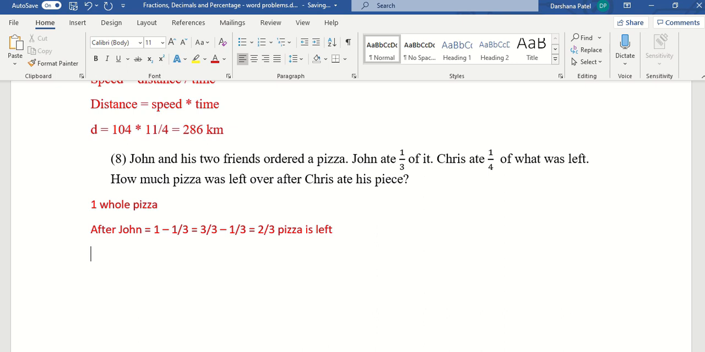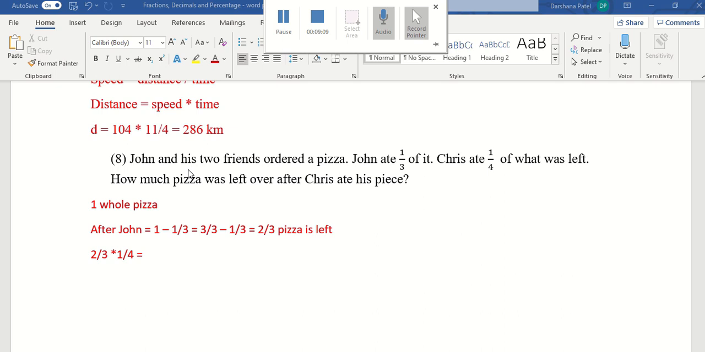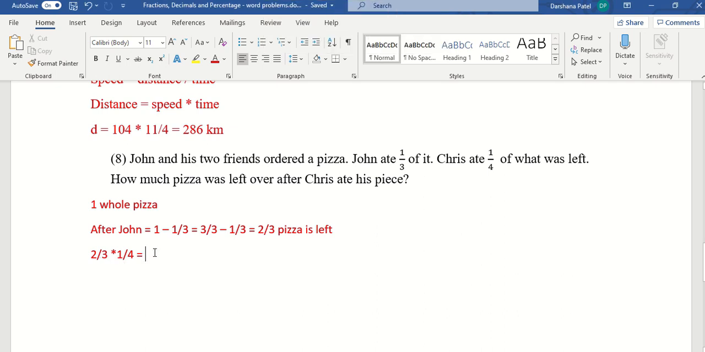Now out of those 2/3, a quarter of the pizza is eaten by Chris. So Chris ate a quarter of what was left. So 2/3 times a quarter. Reducing 2 and 4 here, we will get 1 over 3 times a half. So that will be 1 out of 6. So that's how much Chris eats from whatever was left after John ate.